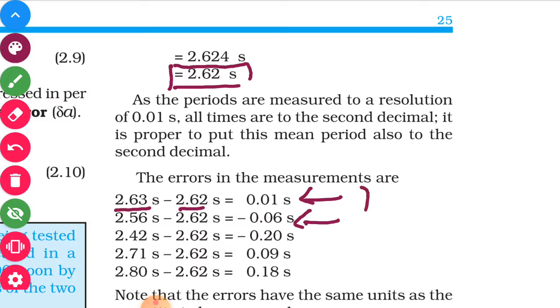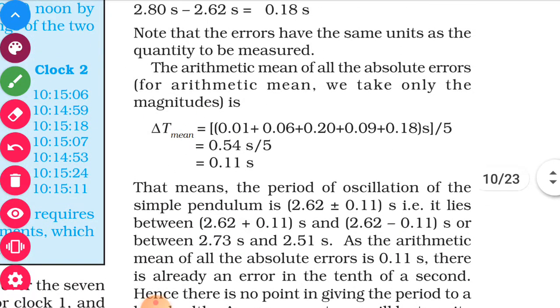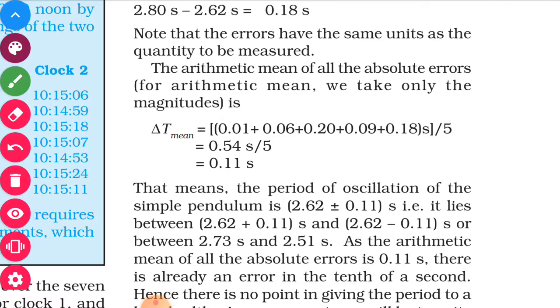Now all these values which are minus or plus, you have to take their magnitude. So these minus values are also taken as plus for the calculation. Just look at it. The arithmetic mean only is taken.